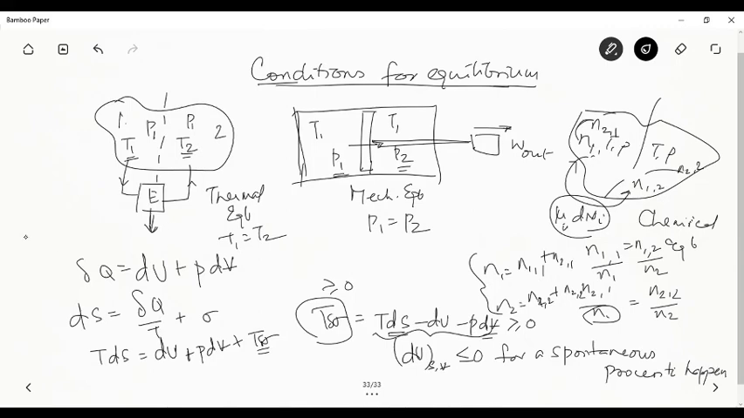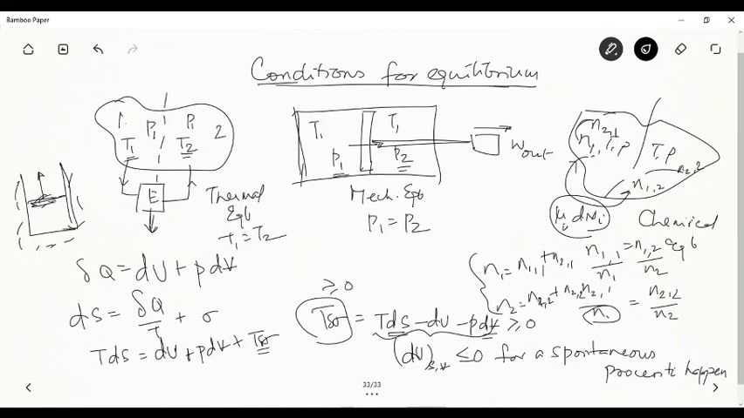So what am I saying? If I have a simple compressible system, let's say a cylinder piston, and this is insulated, there is no heat transfer. Then if there should be some change in U here, then that can only happen... So the dU has to be only less than or equal to 0 when I maintain S and V to be constant.